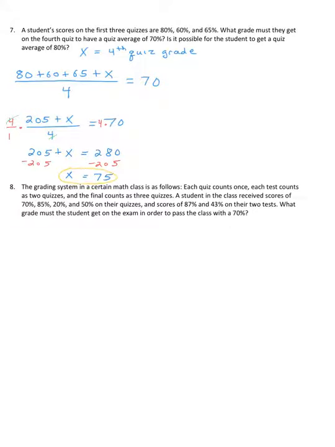So what we've reasoned out is, for this student, if they got this on their first 3 quizzes, if they get a 75 on the 4th quiz, it means their quiz average would be a 70%, which would be, I guess, considered passing for a lot of classes. Okay, but what about this second statement? Is it possible for the student to get a quiz average of 80?